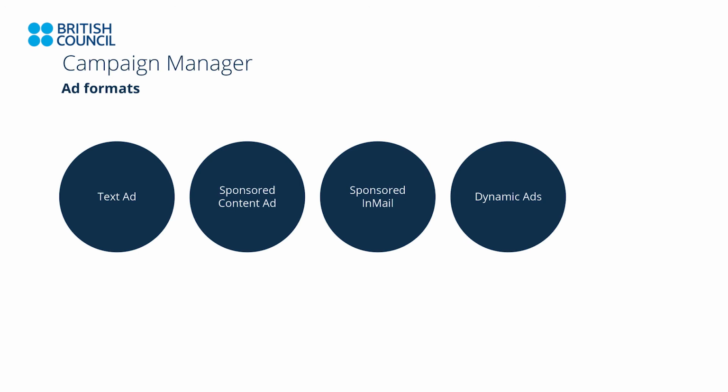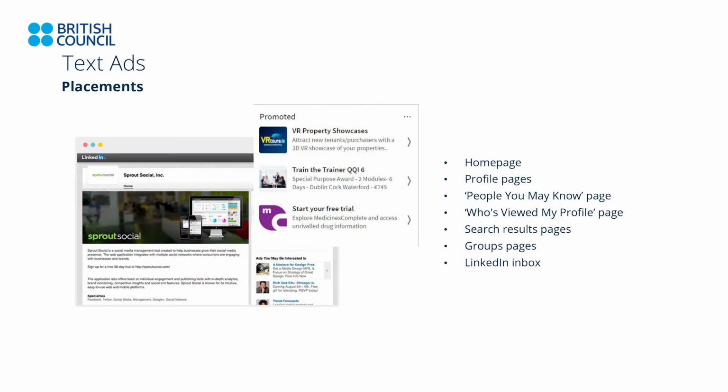What are the different ad formats available on Campaign Manager on LinkedIn? Text ad, sponsored content ad, sponsored email, and dynamic ad. Dynamic ads allow you to use videos or images for your sponsored content or emails. Okay, now let's talk about placement. Text ads will show on home pages, profile pages, People You May Know page, Who Viewed My Profile page, search result page, group pages, and LinkedIn inbox. In other words, anywhere anybody is on LinkedIn, they can see a text ad if they're using their desktop to browse LinkedIn at that moment.